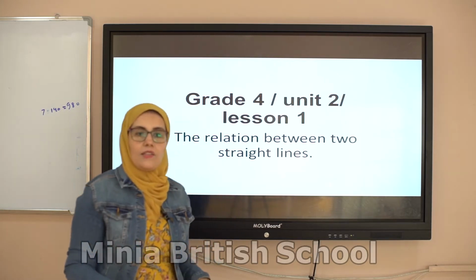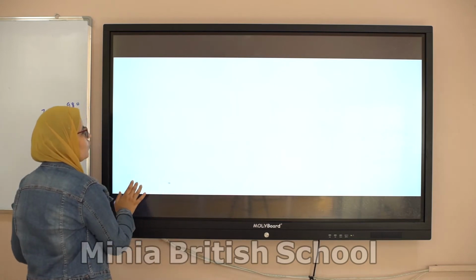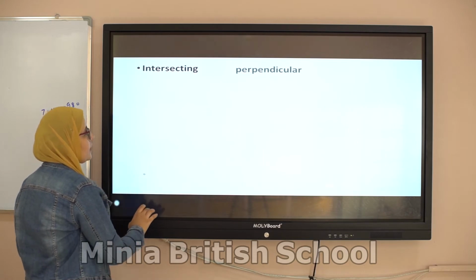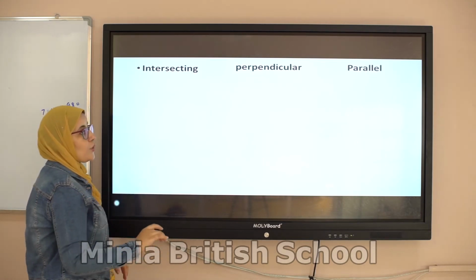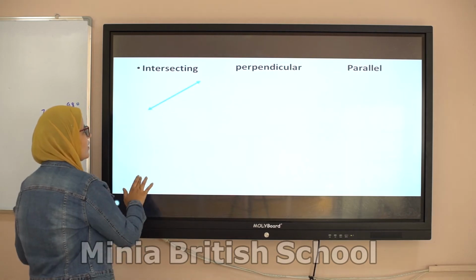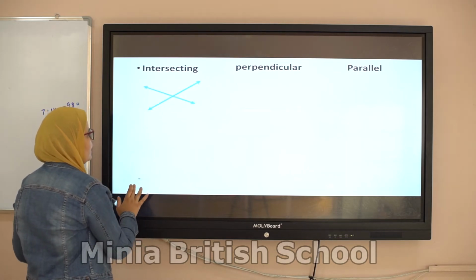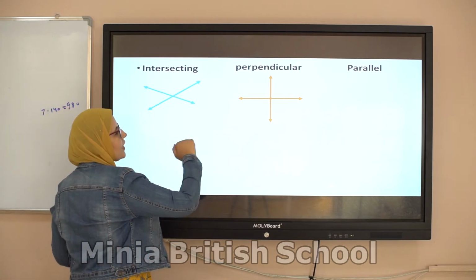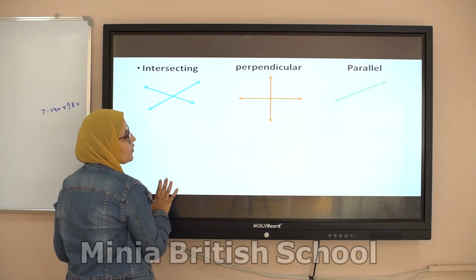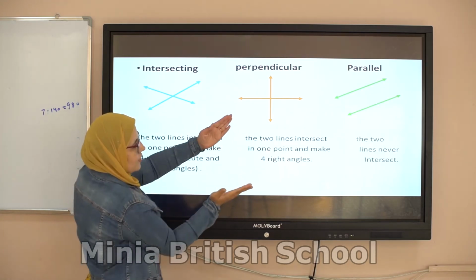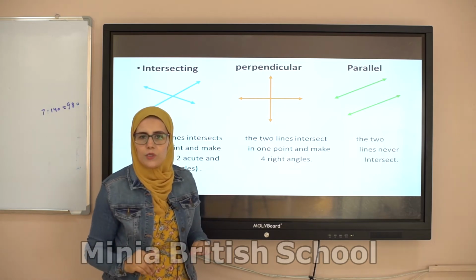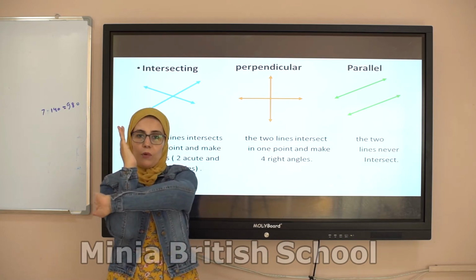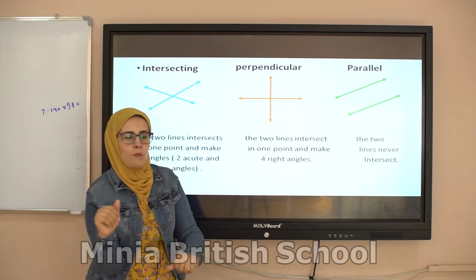So we have 3 cases. Our lesson is about the relation between straight lines. The first case is intersecting, the second case is perpendicular, the third case is called parallel. The first case is like the letter X. The second case is like a plus. The third case is like this. If you do it by using your arms, the first case looks like letter X, the second case looks like plus, and the third case looks like this, parallel.